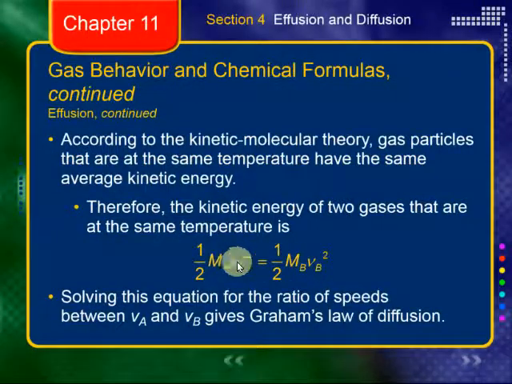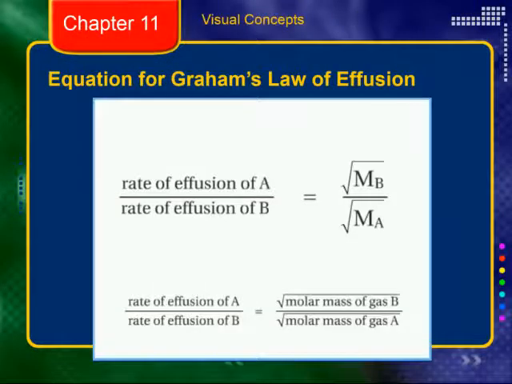That means that both of these equations are going to be equal to one another, and we can put this little equal sign in here. So again, molar mass multiplied by velocity squared. And here is where your square root comes from. Solving this equation for the ratio of speeds between velocity of A and velocity of B is actually what gives Graham's law of diffusion. The rate of effusion of gas A over the rate of effusion of gas B is equal to the square root of the molar mass of gas B over the square root of the molar mass of gas A.